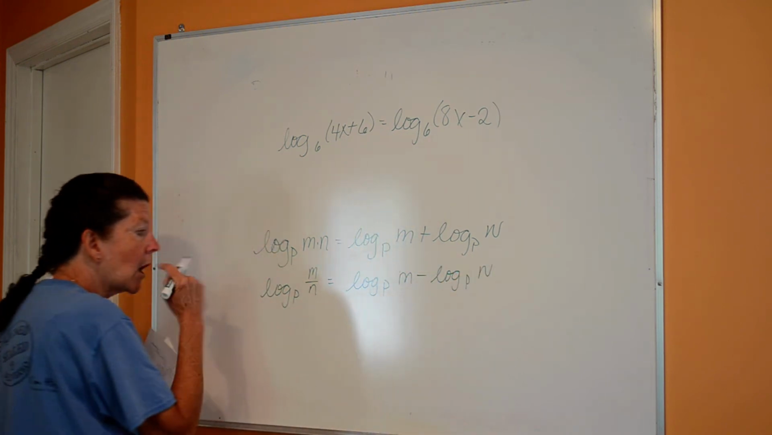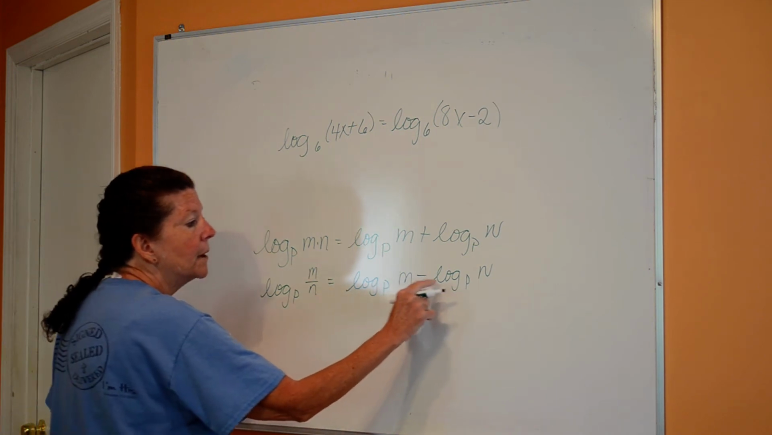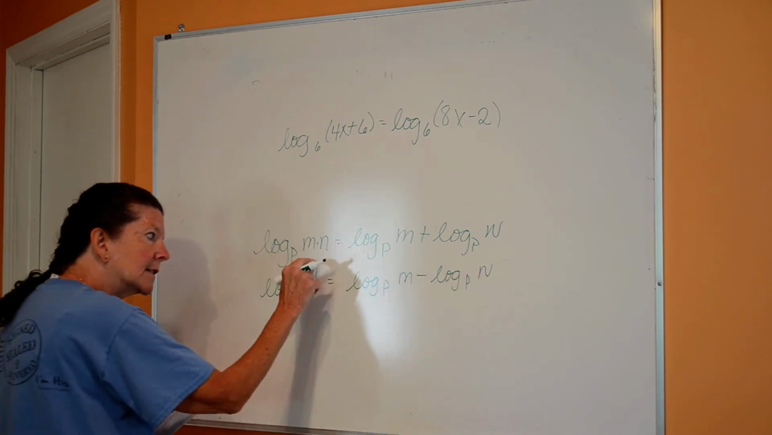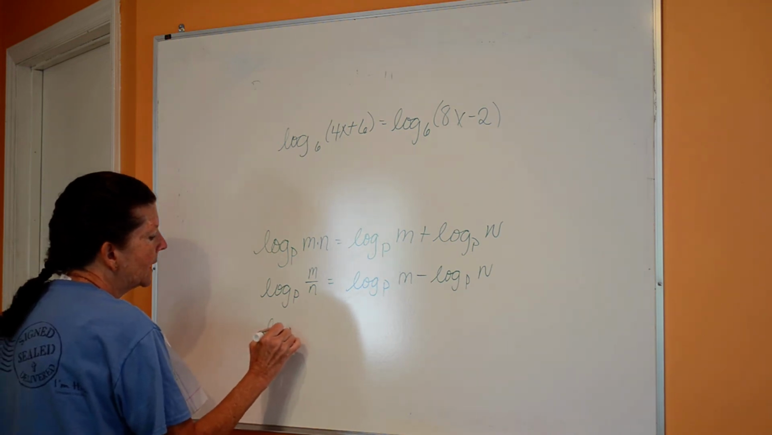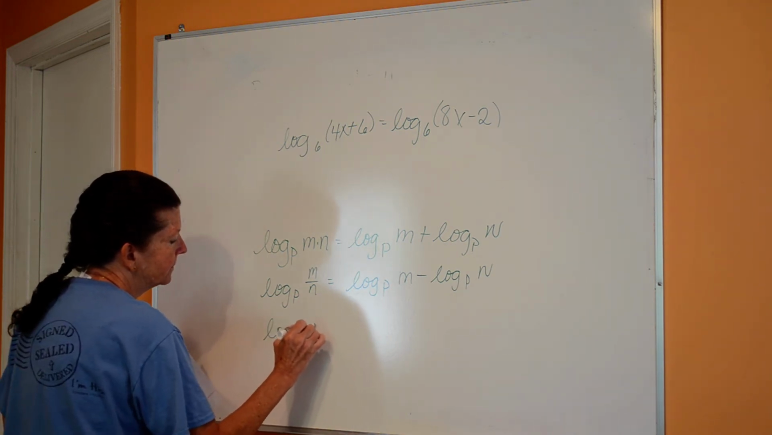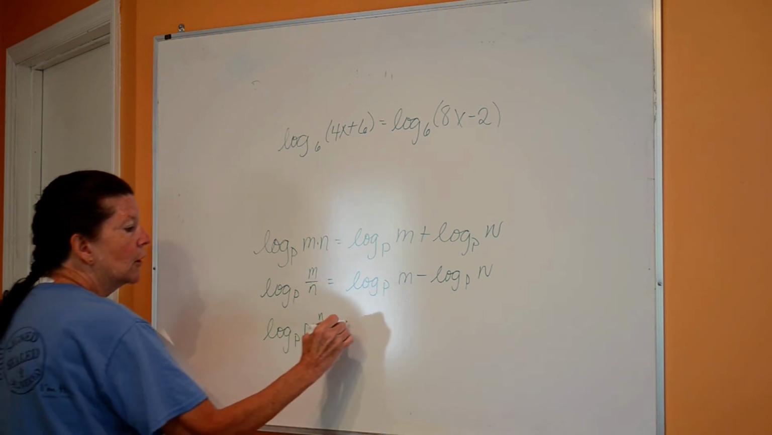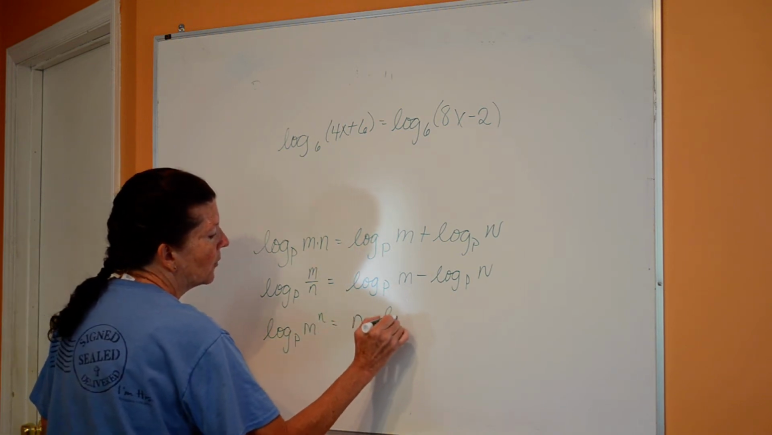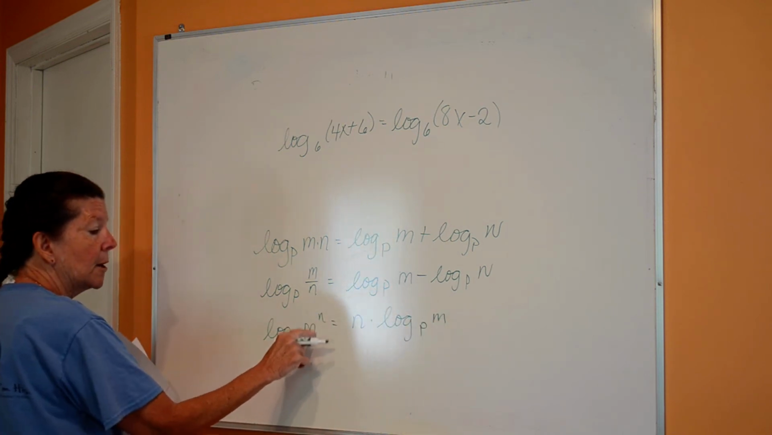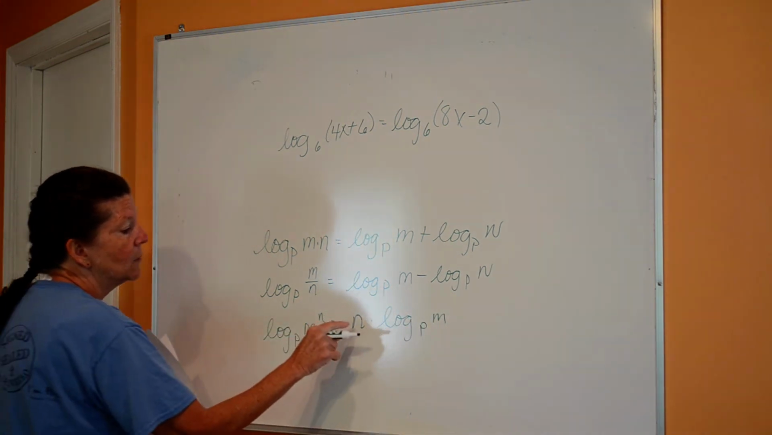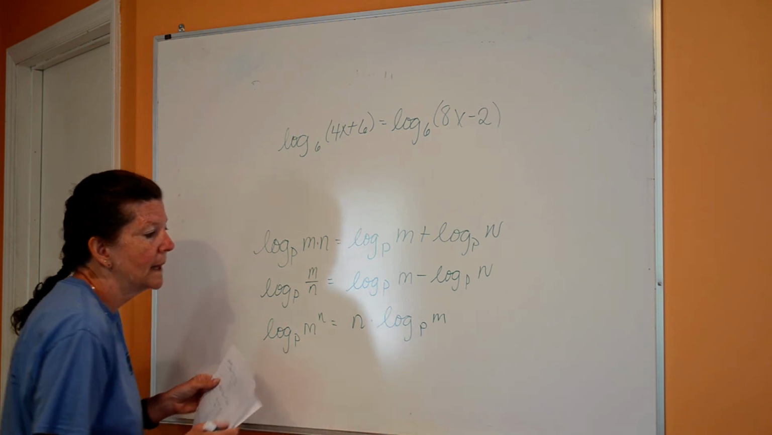So you have the log of base P of M minus the log of base P of N is the same thing as the log of M over N. And then we had one where we had an exponent. Remember, we learned that we can bring that exponent to the front. So the log of base P of M raised to the n power is equal to n times the log of base P of M.